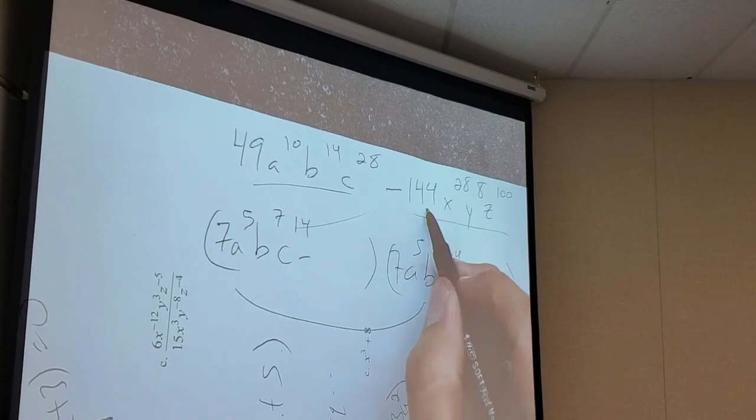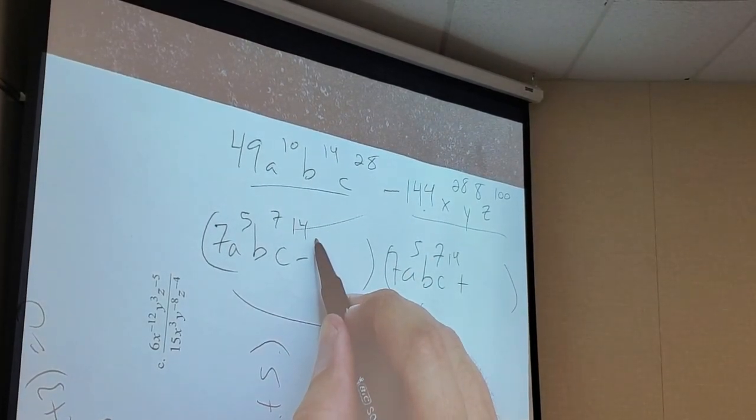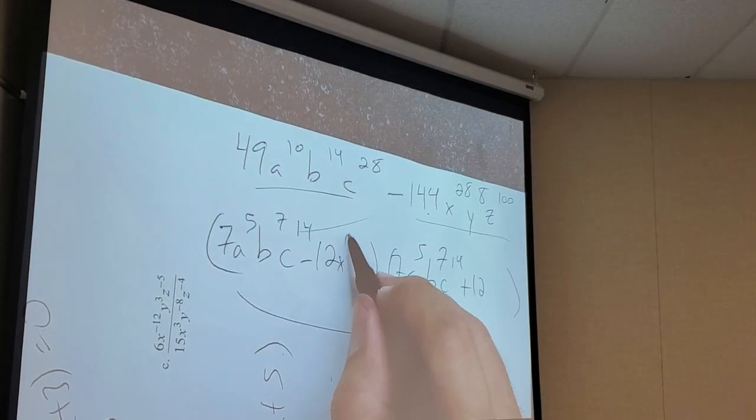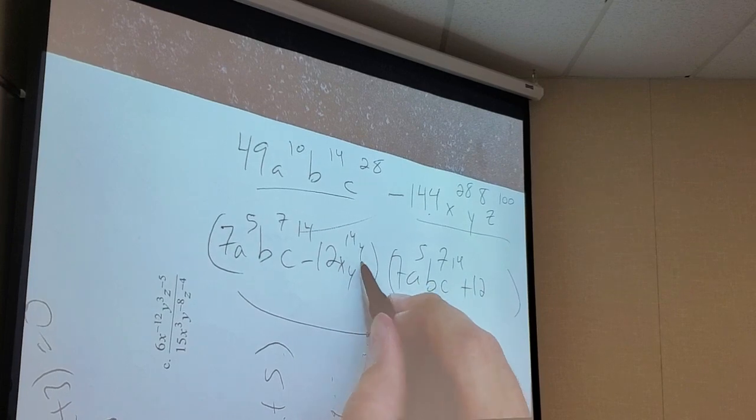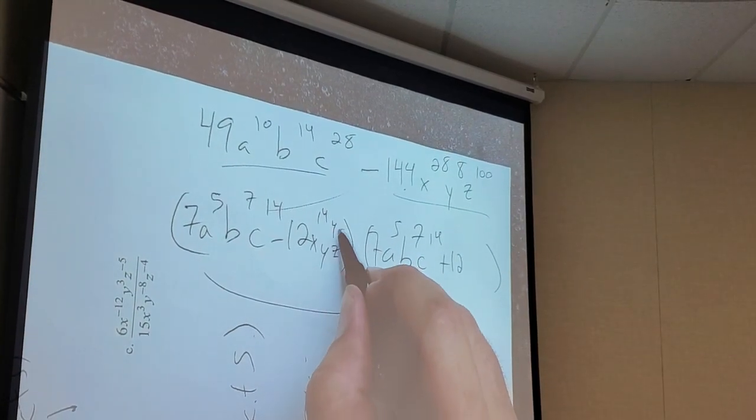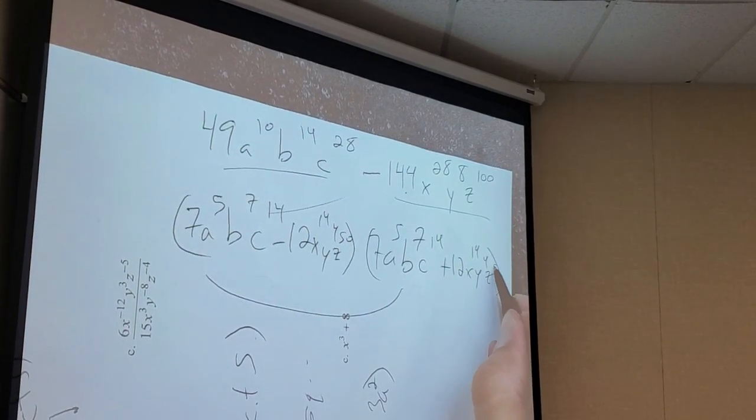Minus, plus, 144. What times what is 144? 12. x to the 28th would be x to the 14th. y to the 8th would be y to the 4th. z to the 100th, half of that is z to the 50th. x to the 14th, y to the 4th, z to the 50th.